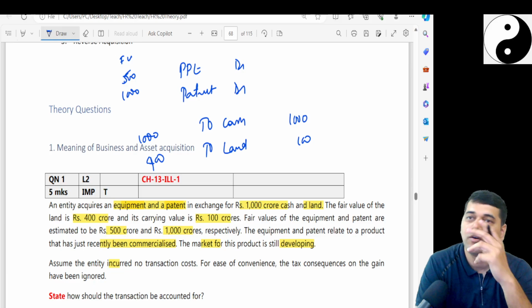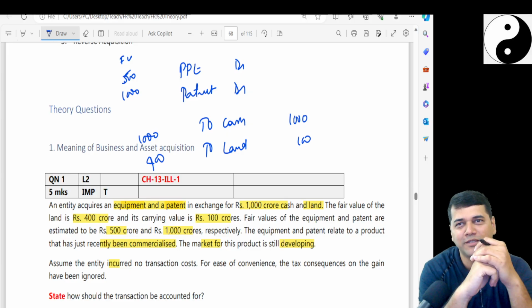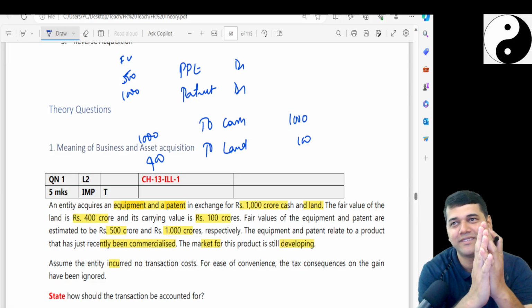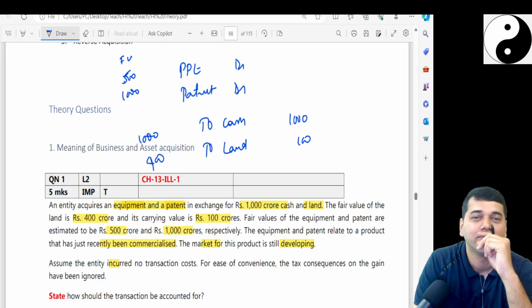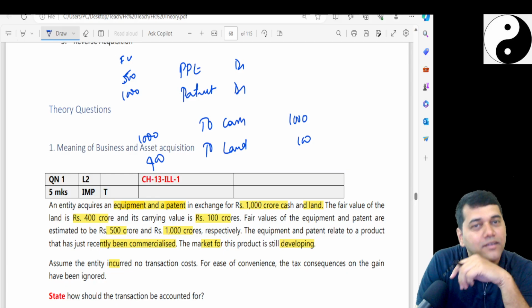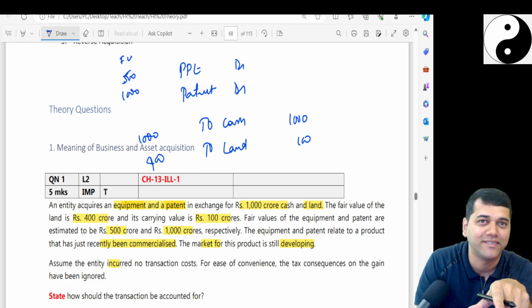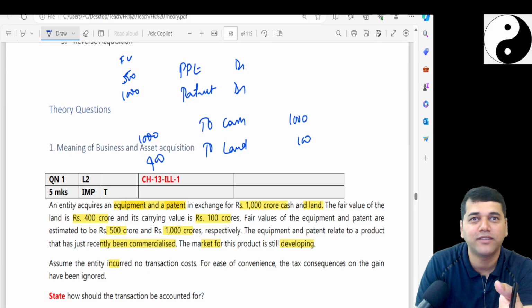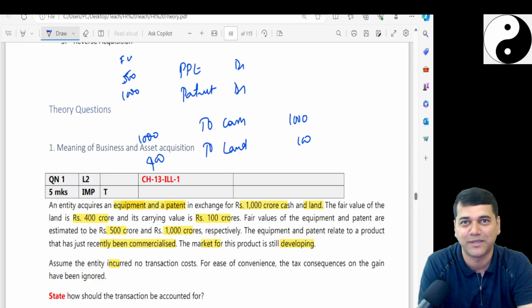Yes. On what basis do you say commercial substance is there? What is the test? Is there any rule for commercial substance, or do you simply say it is there? How do you tell the evaluator that there is a commercial substance? Equipment and patent are different from land. It has commercial value, yes. But will you tell the evaluator that because there is a commercial value, there is a commercial substance?